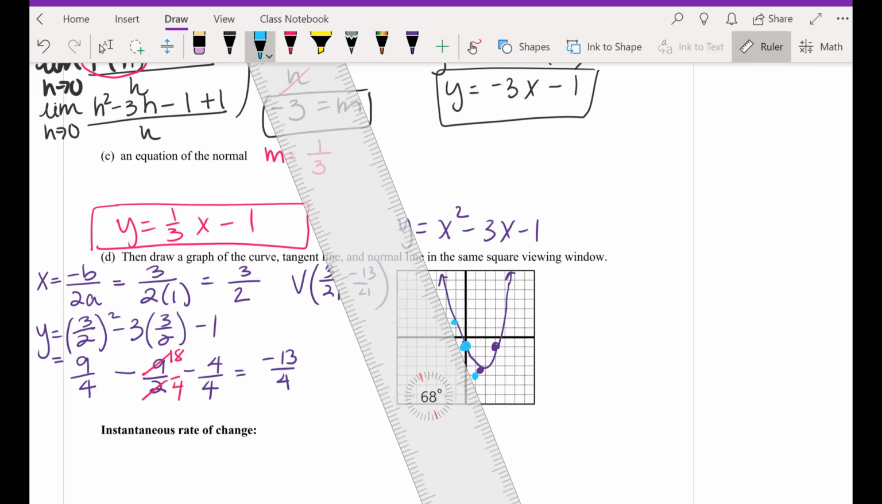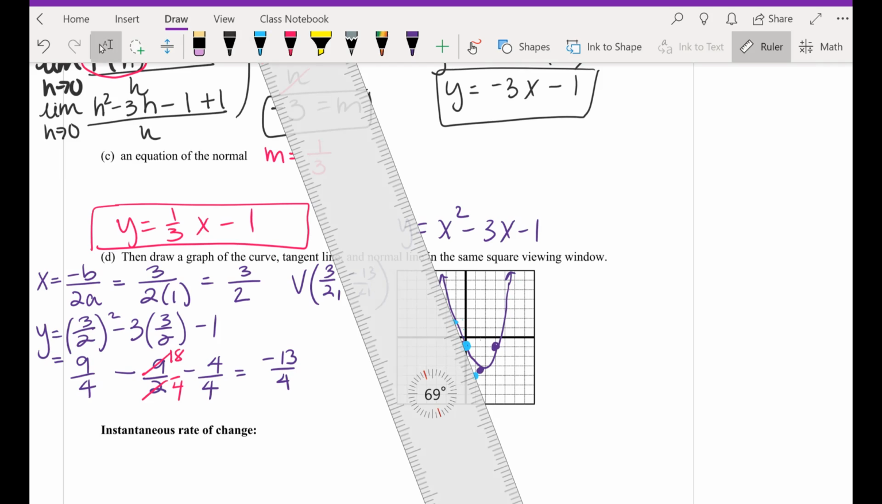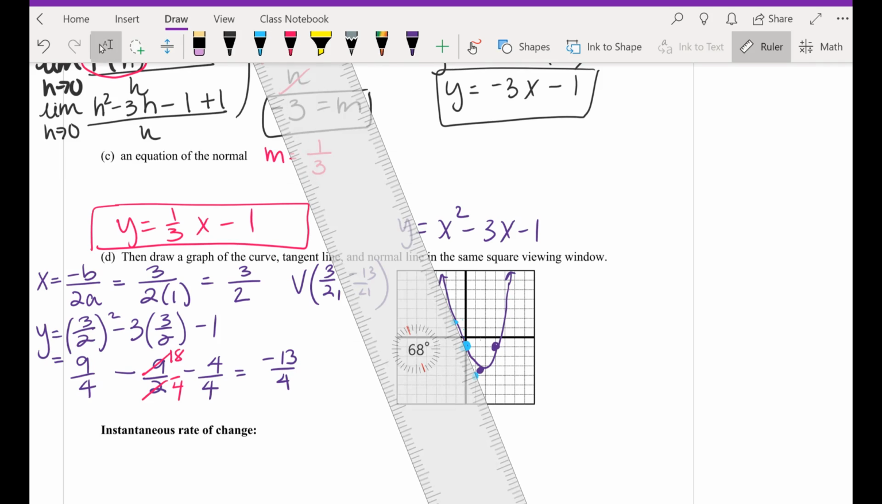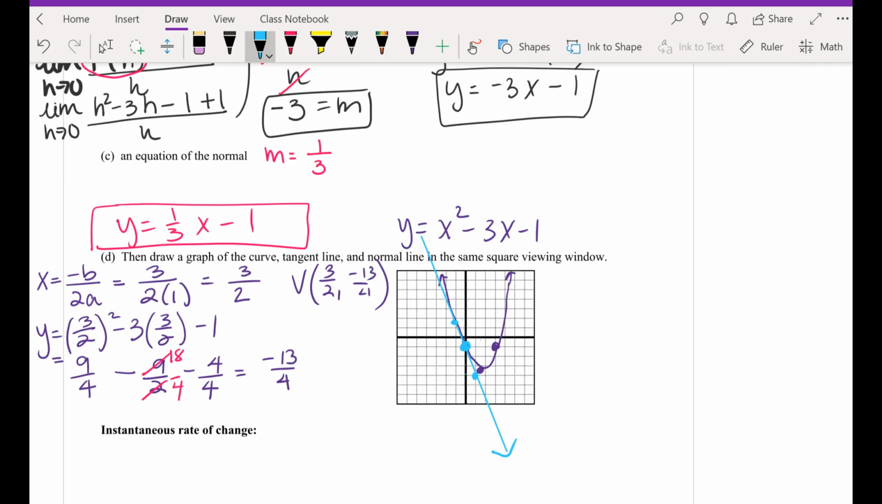If you have a nice curve, it should only intersect your curve how many times? Once. But mine isn't all that awesome. It's okay. So that's my tangent.